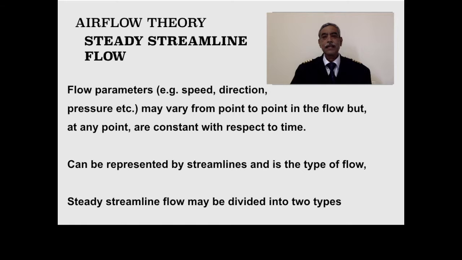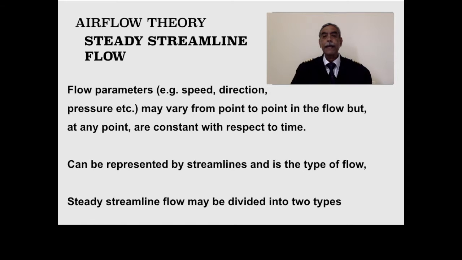Okay, let's define something called steady streamline flow. The flow parameters, that means the speed, direction, pressure, may vary from point to point in a flow. That means between two points on the flow, it may vary. But at any point, it's constant with respect to time. It can be represented by streams and is the type of the flow. Steady streamline flow may be divided into two types, which we are going to see.